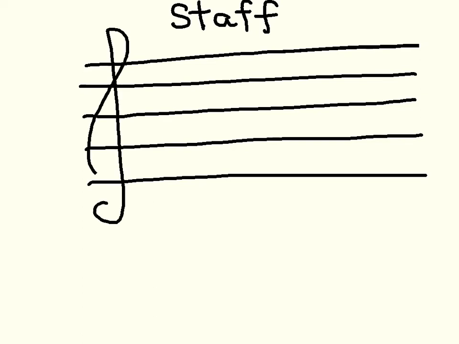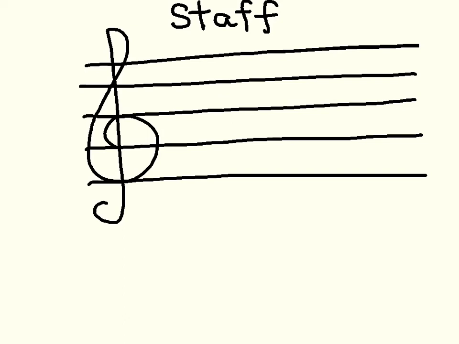So now we'll take a moment to recap everything we've learned in this lesson so far. The 5-line 4-space system is called a staff, and both our treble clef and our bass clef, which we haven't yet talked about, live on this staff. In this particular lesson, we're talking about the treble clef.